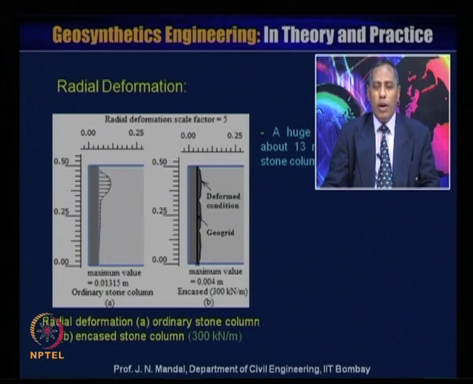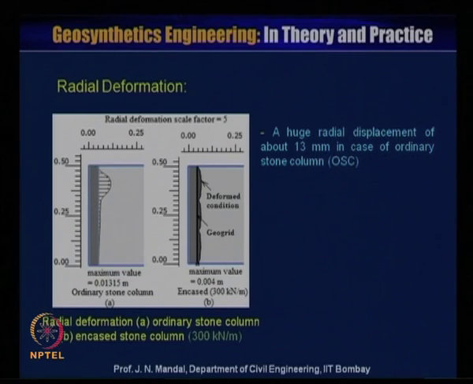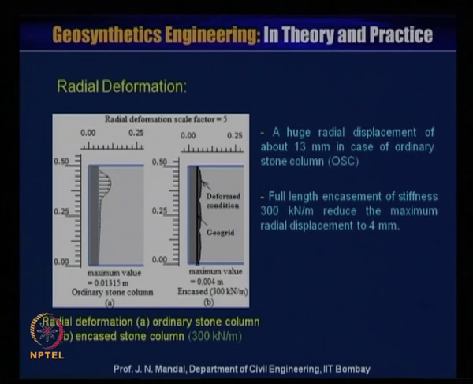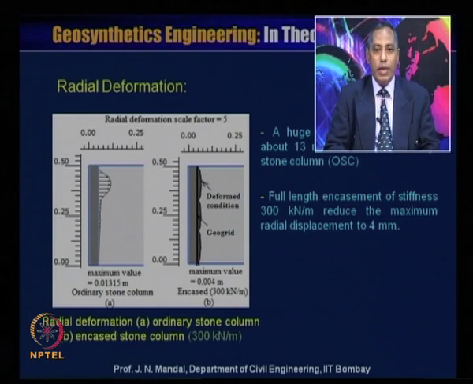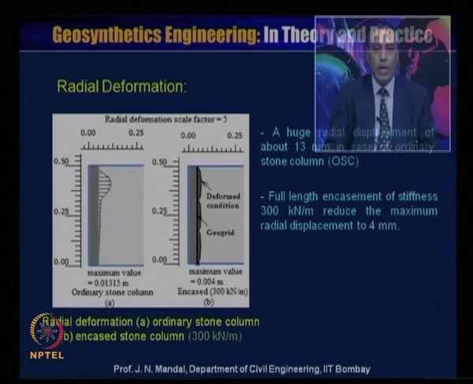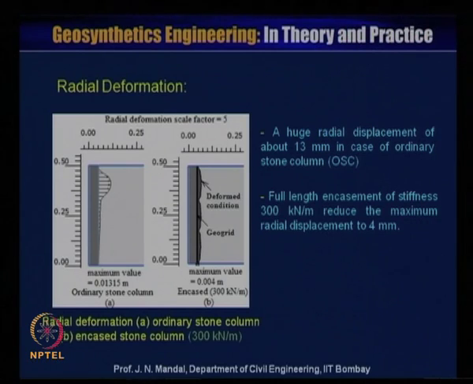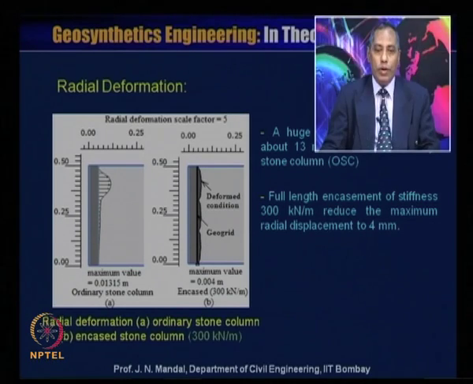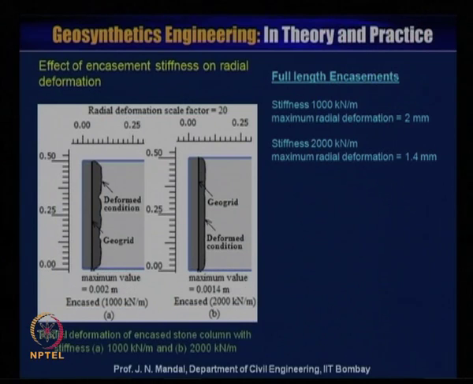So what we observe from this analysis is a huge radial displacement of about 13 millimeter in the case of the ordinary stone column, or OSC. Now, full length encasement of stiffness 300 kilonewton per meter reduced the maximum radial displacement to 4 millimeter only. So you can see that there is a substantial reduction in the radial deformation with respect to the ordinary stone column. So it means there is an effect of the encased stone column. Now, the effect of encasement stiffness on radial deformation.